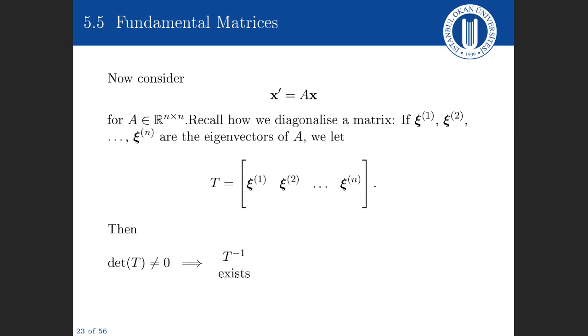As long as the determinant of T is not zero, in other words, if we have linearly independent eigenvectors, then the inverse of T exists, and then T inverse AT is a diagonal matrix. In this case, we say that A is diagonalizable. If we have linearly independent eigenvectors, then A is diagonalizable.